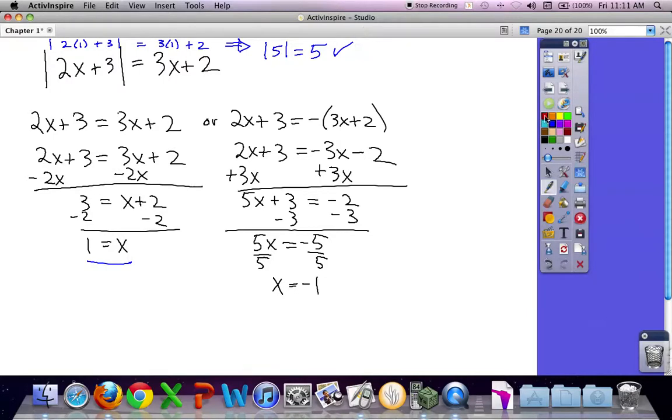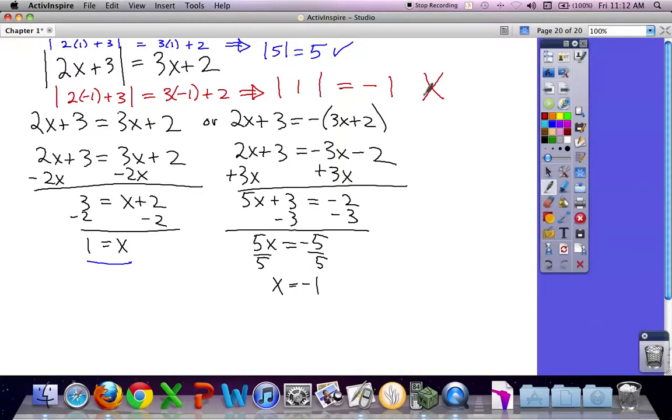Okay, let's try in red. Let's check the negative one. If I put in the absolute value of 2 times negative 1 plus 3 equals 3 times negative 1 plus 2, then that's the absolute value of 2 times negative 1 is negative 2 plus 3 is positive 1. And on the other side, we've got 3 times negative 1 is negative 3 plus 2 is negative 1. So the absolute value of 1 is negative 1. That's not true, right? That is not true.